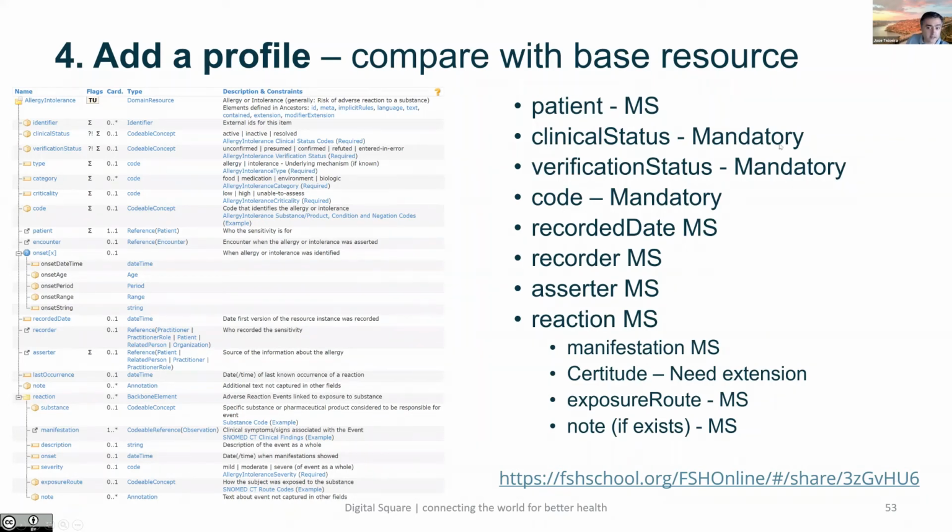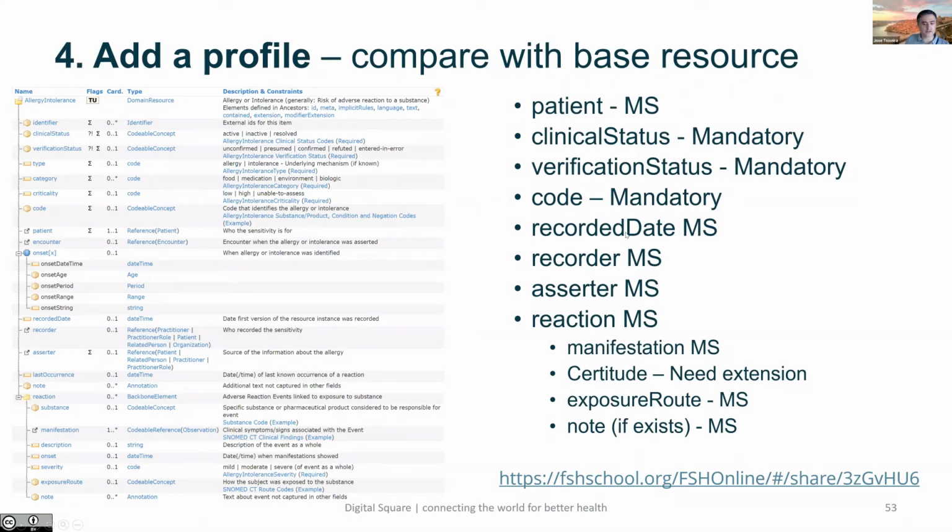We already have a clinical status as well, and it's mandatory. So let's see, clinical status. It's 0-to-1, so we have to make it mandatory. The same thing with verification status, we have to make it mandatory. Also the code here, we have to make it mandatory. So it's 0-to-1, we have to make it 1-to-1.